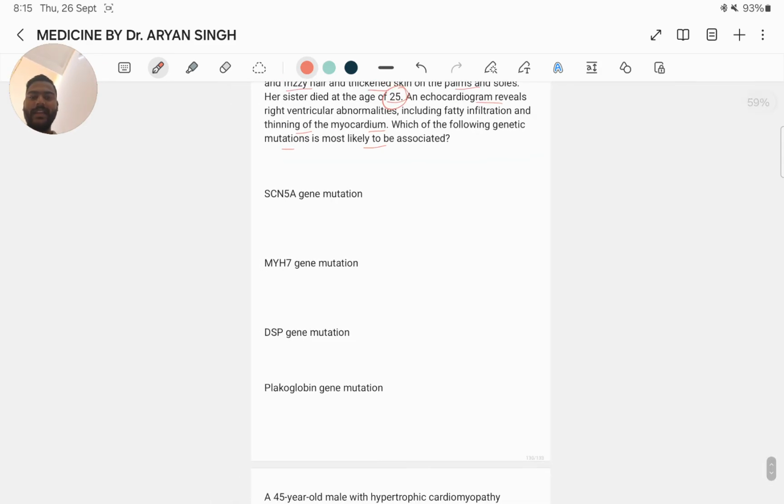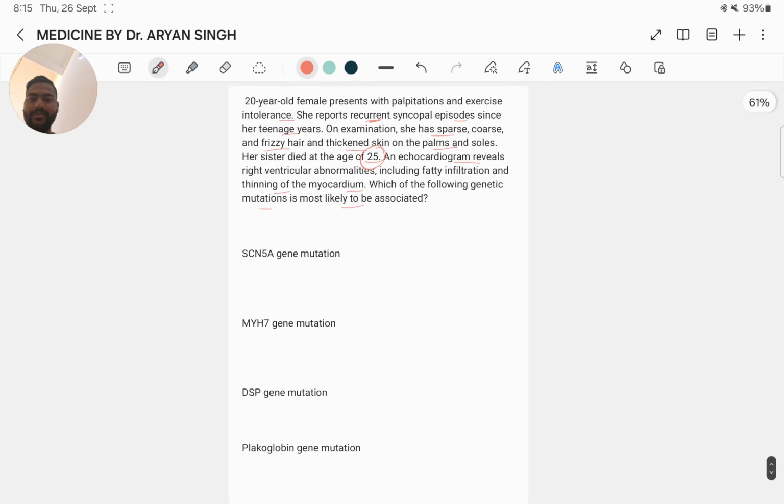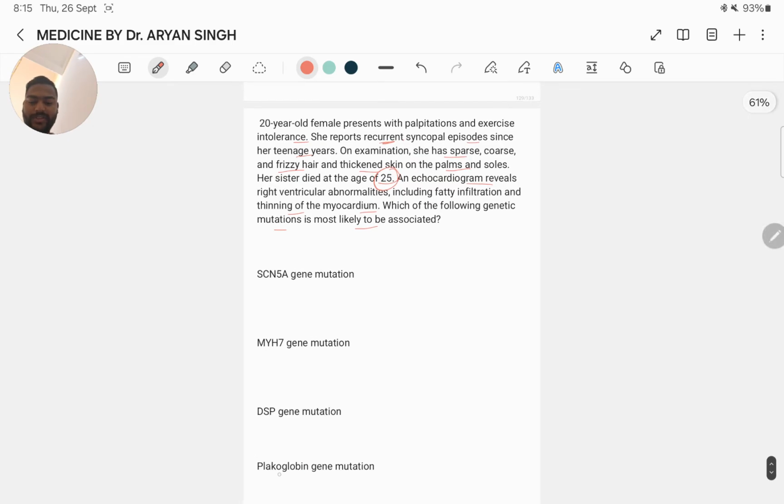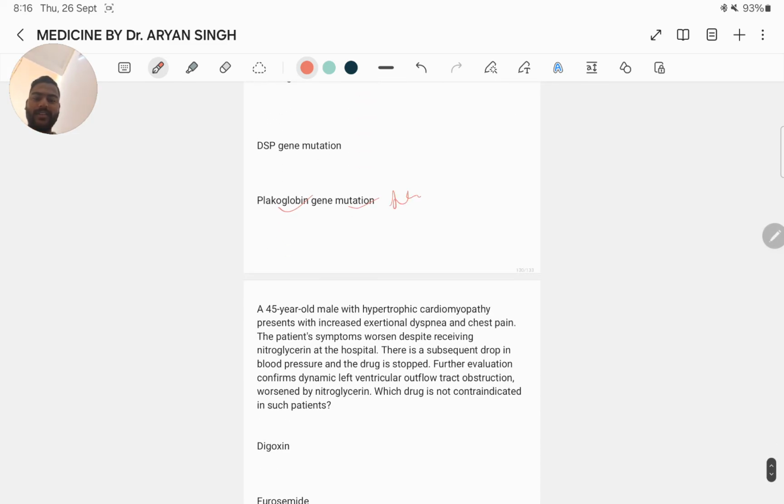Here the clinical picture is highly suggestive of Naxos syndrome. In Naxos syndrome, the gene mutation is in the plakoglobin gene. Naxos syndrome is an autosomal recessive disorder caused by a mutation of the plakoglobin gene. Plakoglobin is a protein involved in maintaining the integrity of the desmosomes at the cell-to-cell junctions of the heart. What is Naxos syndrome? It is characterized by a combination of arrhythmogenic right ventricular cardiomyopathy, woolly hair, and palmoplantar keratoderma. That is the answer.